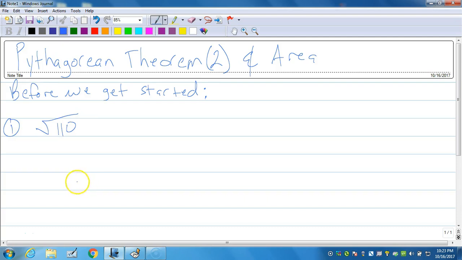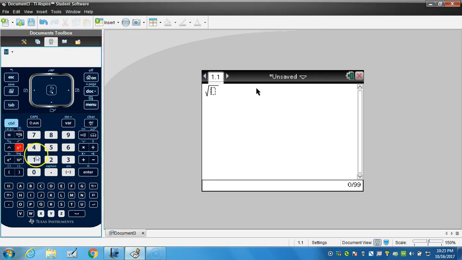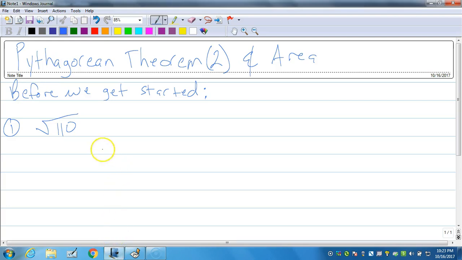The square root of 110. We put it in the calculator, it gives you some weird decimal, but whatever. Let me show you. The square root of 110 is 10.48, alright? So this is 10.4, whatever. But I want to square this.